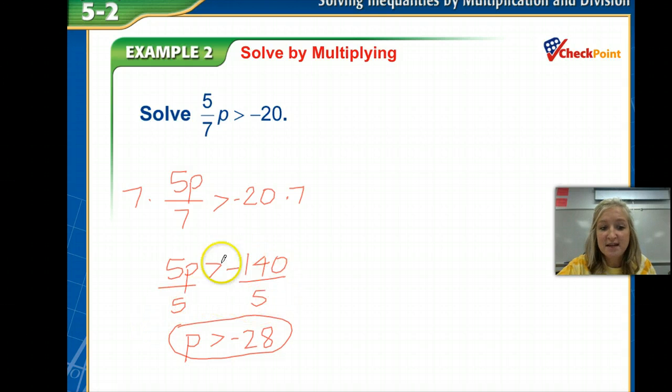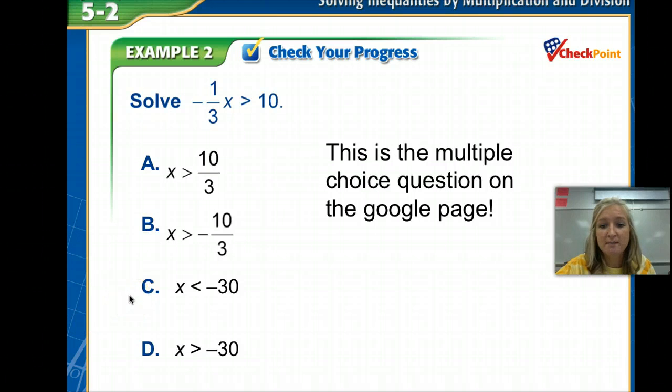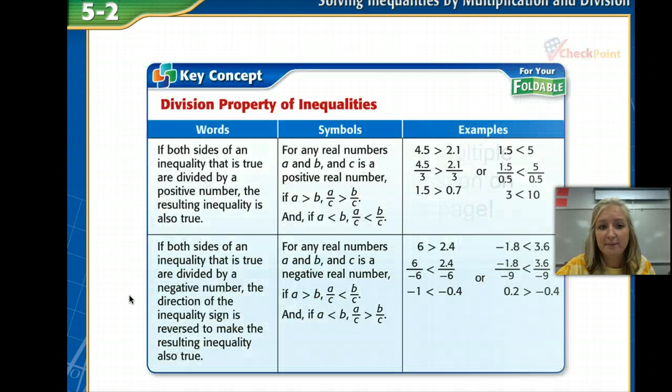Even though the answer is a negative, we did not multiply or divide by a negative number. It was by a positive 5. So our sign stays the same. Hopefully you got the same answer as I did. We are already at the multiple choice question on the Google page. So take a moment. Negative 1/3 x is greater than 10. Which one of these options is the true inequality that would make this problem true? Record your answer in the Google form, and let's move on.